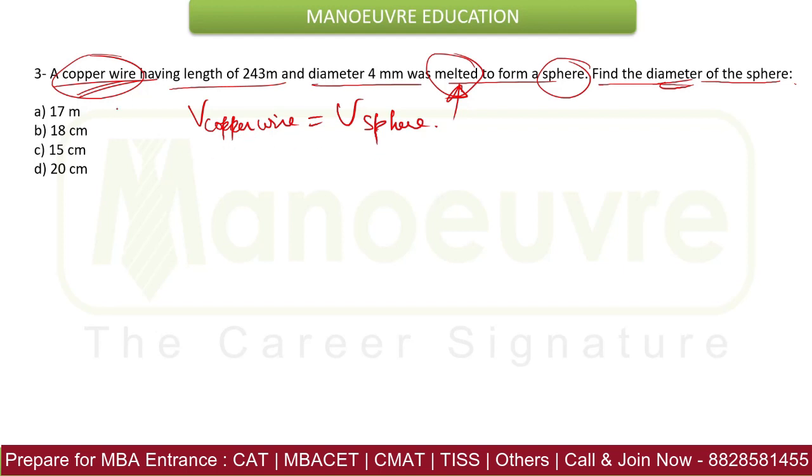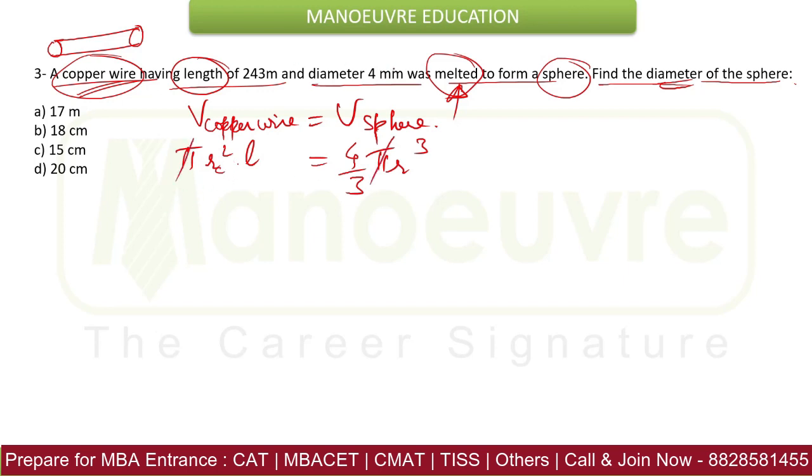Now the copper wire, having a certain diameter, will be in the form of a cylinder. The volume of cylinder will be given as pi r square h, so that will be pi r square into h, meaning here length, that is L, and say this is Rc, that is radius of the copper wire. And volume of sphere is given as 4 by 3 pi r cube, where r is radius of sphere. Now this pi will get cancelled out over here.